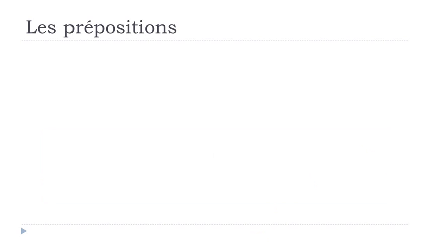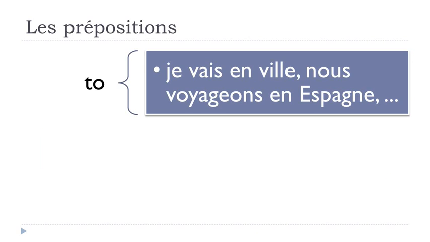La préposition en can be used to express this to concept in English. For instance, je vais en ville, aller is to go, and ville is town, so je vais en ville, or nous voyageons, voyager is to travel, en Espagne, Spain. So when you want to express this to concept in English, in many cases we'll use this en preposition.